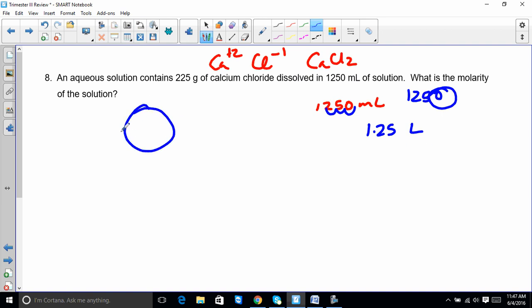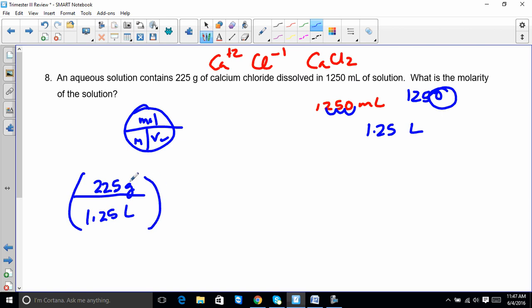And then what does the molarity circle tell you? It tells you if you're looking for molarity, you put mass or moles in the top because mass is related to moles by molar mass, and the volume goes in the bottom. So first step, you have 225 grams of calcium chloride, and it is dissolved in 1.25 liters. The reason we're not done is because we're in grams per liter, and we need to get in moles per liter. So then I haul out a periodic table, and calcium is 40.08, and chlorine is 35.45.